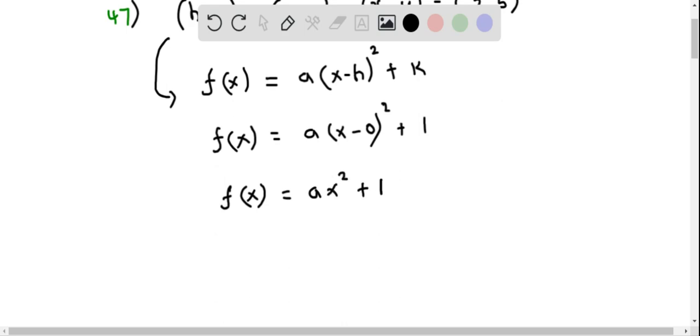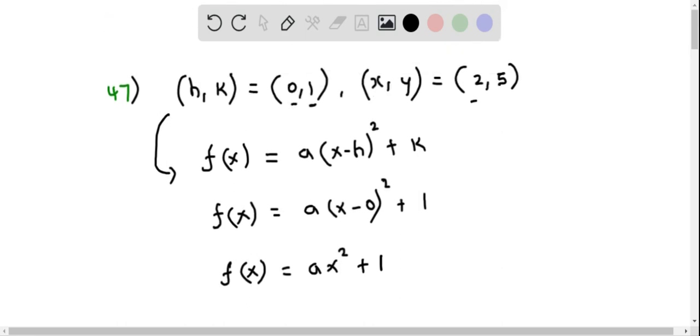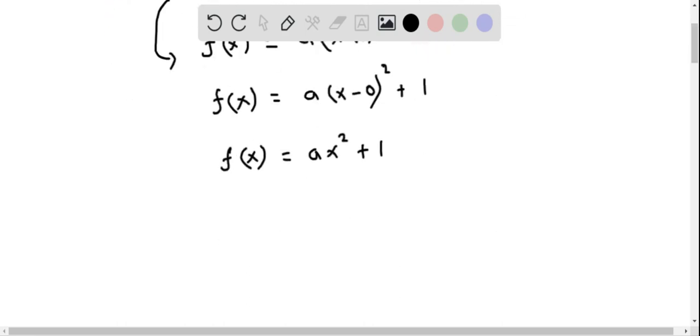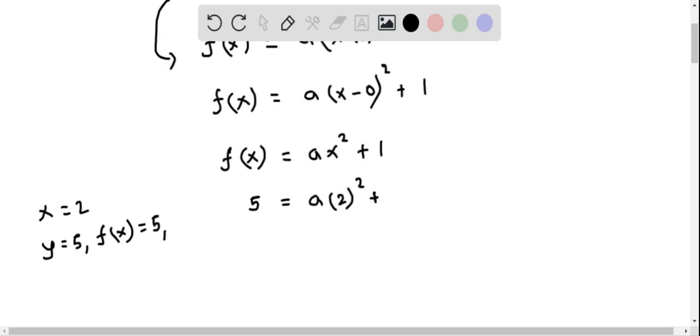We have to determine the value of a. For that, we use this point (2, 5). So we replace x by 2, and y is given as 5, so this is basically f(x). So replace f(x) by 5. Therefore this becomes 5 = a times (x replaced as 2), it becomes 2 squared plus 1. So we get 5 = 2 squared is 4, and 4 times a is 4a, plus 1.